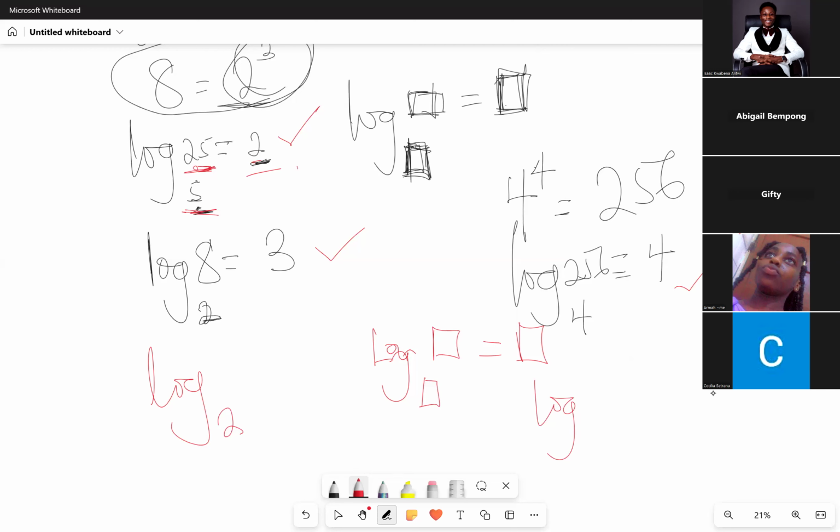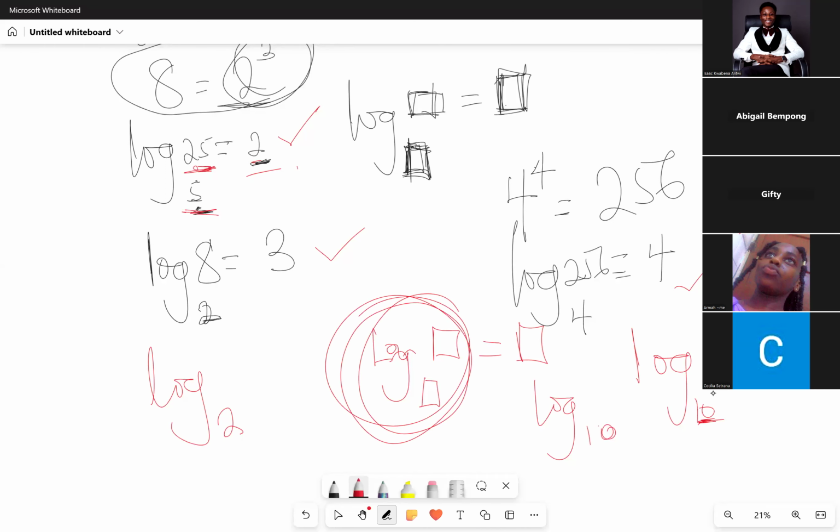Now, log to the base of 10, that base we normally don't write. You can choose to write it, but if you see a log written like this, log 10, with no base, the base is 10. Log to the base of 10 is the only logarithmic base we choose not to write. So if you see a log without a base, it's actually base 10.